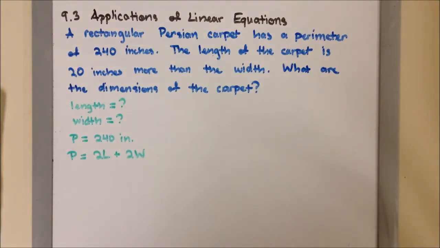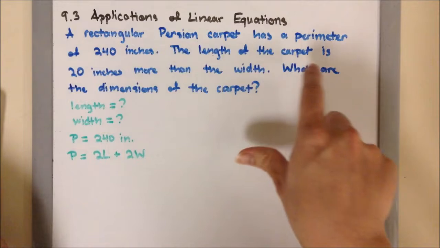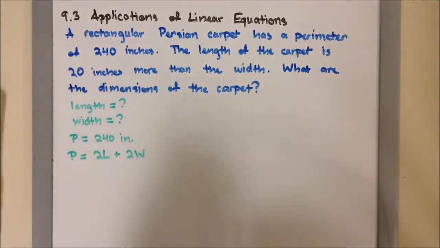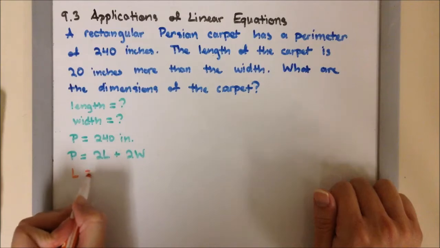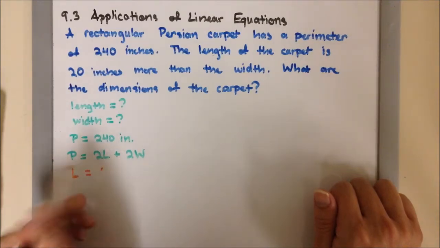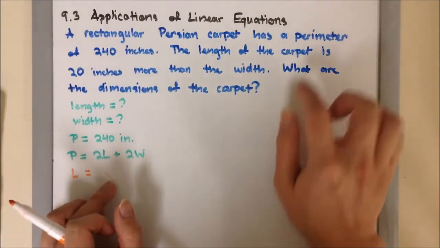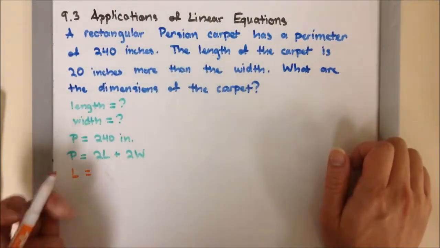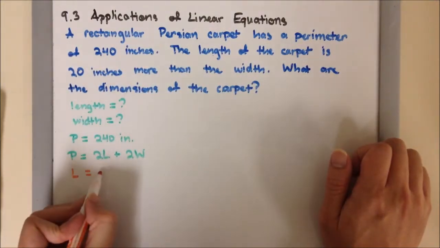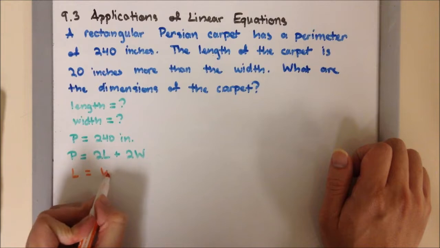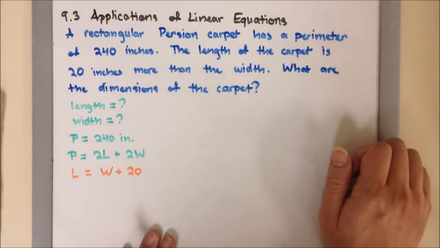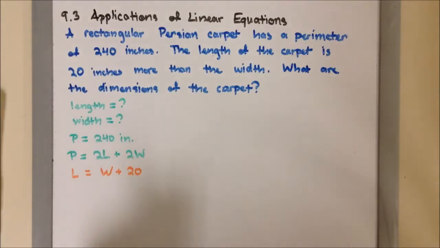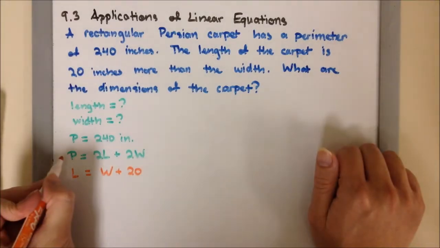Now, the one thing we do know for length, because it states right here, the length of the carpet is 20 inches more than the width. So we know that the length is equal to 20 more than the width. So when it says 20 inches more than the width, it basically means width plus 20. So we're going to use these two equations.